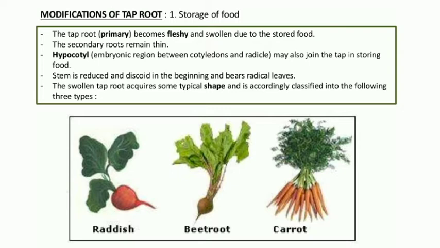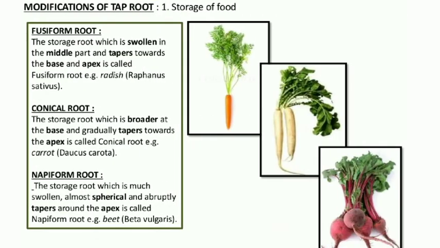For example, radish, beetroot, carrot, etc. Now we'll see the types. First one, fusiform root. Example, radish. The storage root which is swollen in the middle part and tapers towards the base and apex is called fusiform, meaning on both ends it is narrower and towards the middle it is swollen. For example, radish, scientific name Raphanus sativus.